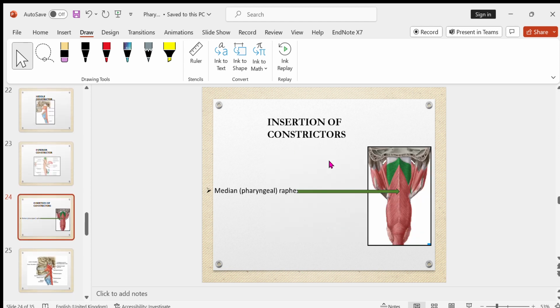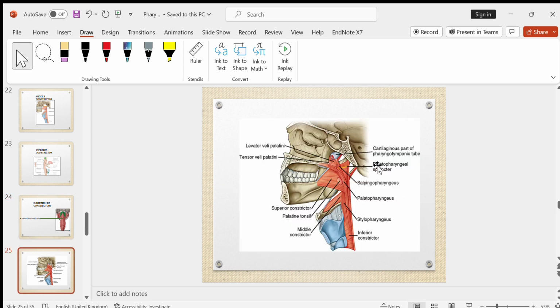The insertion of all three constrictors, the superior, middle, and inferior constrictors, is posteriorly on the pterygomandibular raphe. This line that you are seeing is the pterygomandibular raphe. This raphe starts from the pharyngeal tubercle on the occipital bone till the esophagus. So this line is the pterygomandibular raphe. The three constrictors start anteriorly and they come back in a circular fashion and they insert in this line that is called the pterygomandibular raphe.